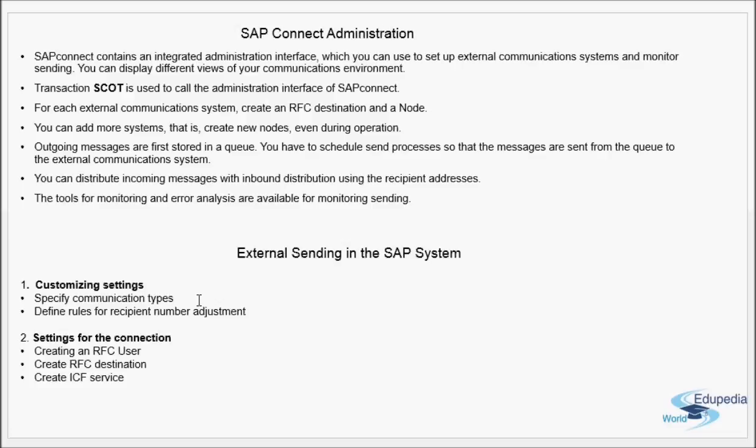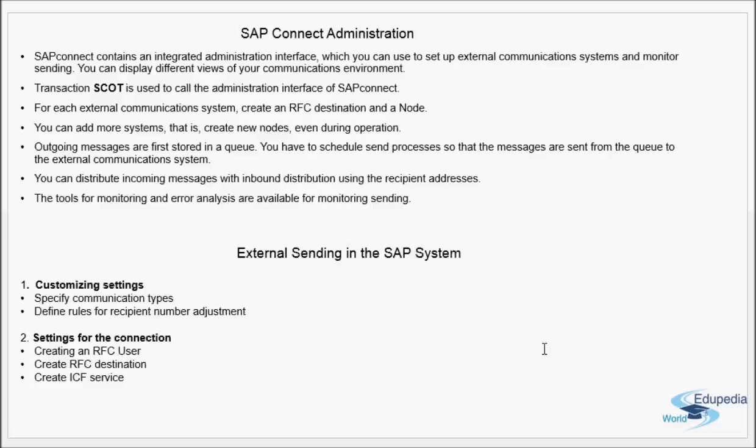Now every node should have the corresponding RFC user and a destination. If SMTP requests are to be communicated, then you have to create the ICF service in the SICF transaction code. Only if you want it for SMTP requests. For other nodes this is not required.